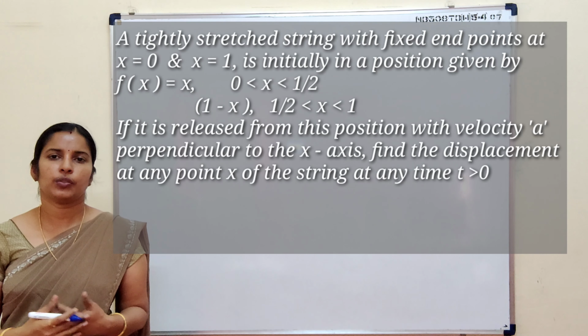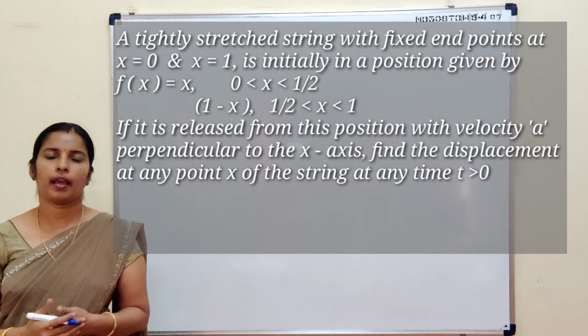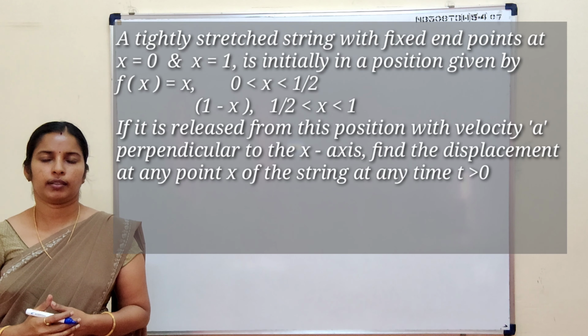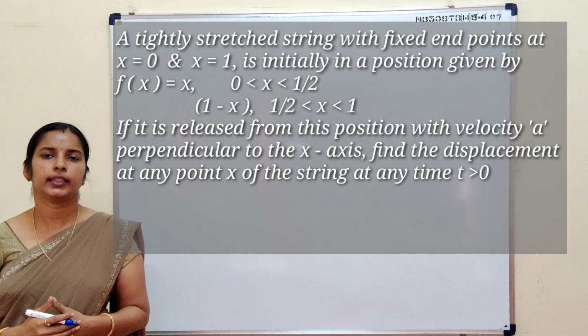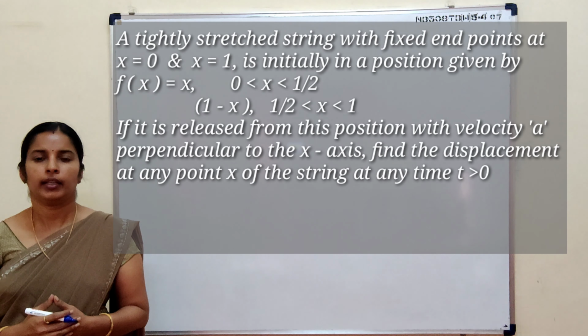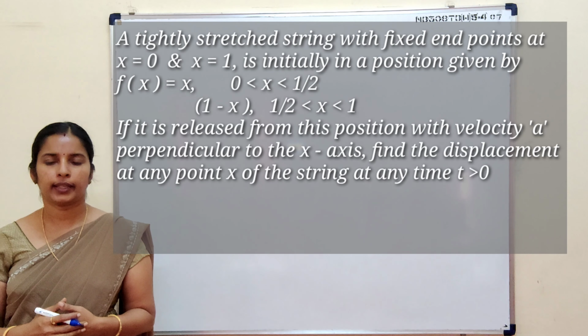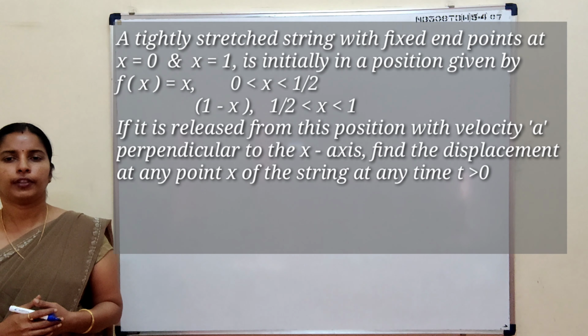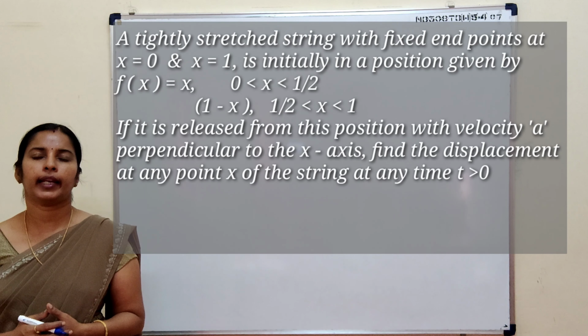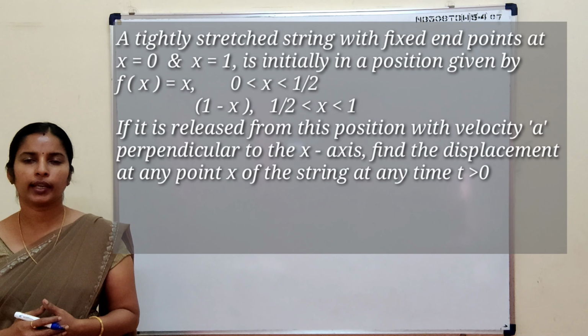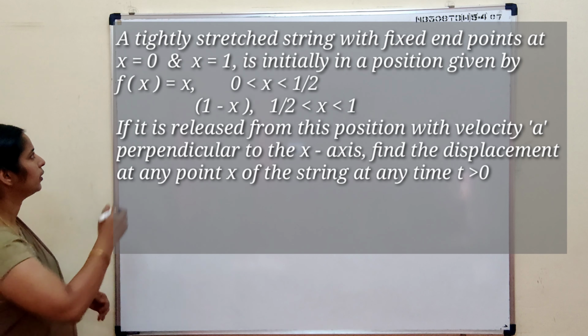A similar question, which we have answered in a previous video, has the same initial position and the initial velocity is 0. But in this question, the initial velocity is not 0, here it is a. That's the only difference. Let me start to answer the question. From the question, it's very clear that the length of the string is 1. So we can write the boundary conditions.